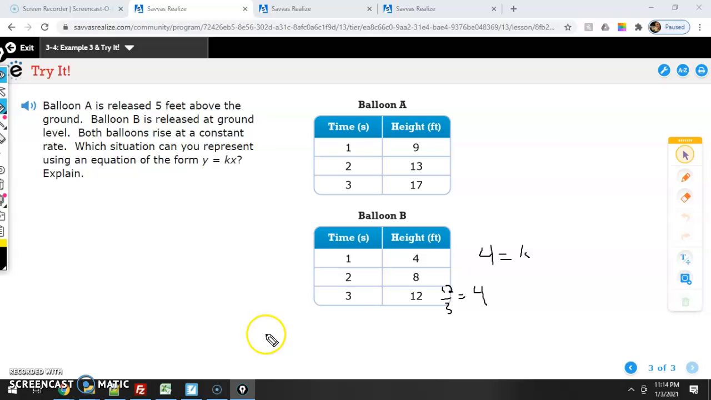And so what equation would that be for balloon B? Well, we can model its height by writing the equation y equals 4 times x. Or if you don't want to use y and x, you could say the height is equal to 4s, where s is equal to seconds. So either one of these would be a good equation. All right, so hopefully this helps.